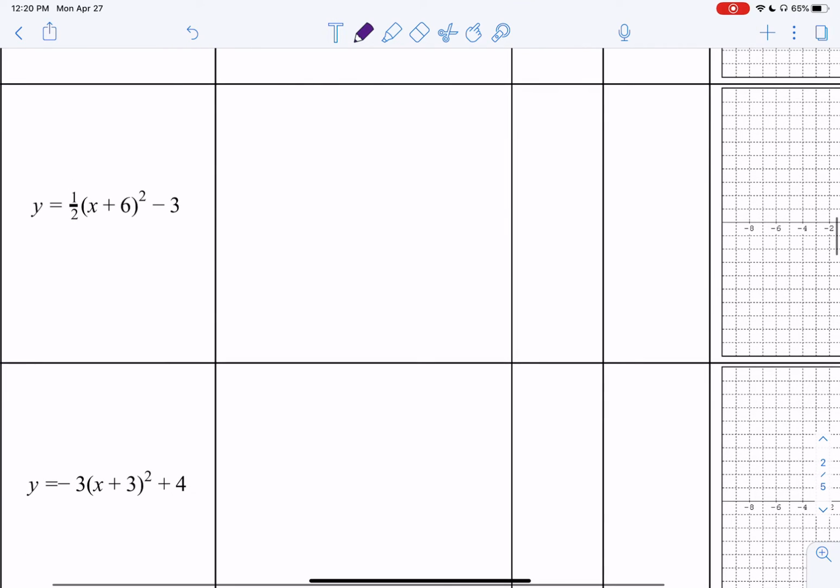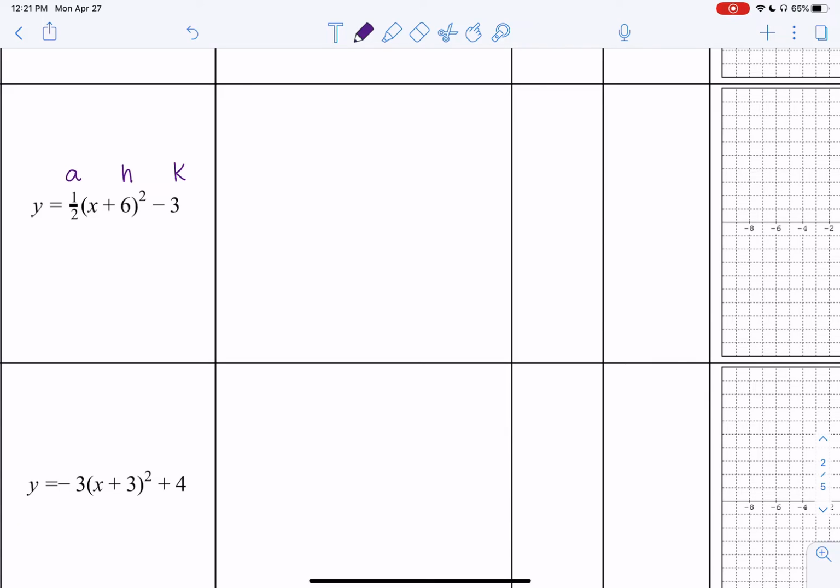So let's start by identifying all of our letters. So we have A in the front here with a half. We do have an H as our 6, and we have a K sitting at the end. Now let's start by listing out our transformations. So the first thing we look at is our A, and we look to see, is A positive or negative? Because A is positive, we know that there was no reflection, so we don't need to write that.